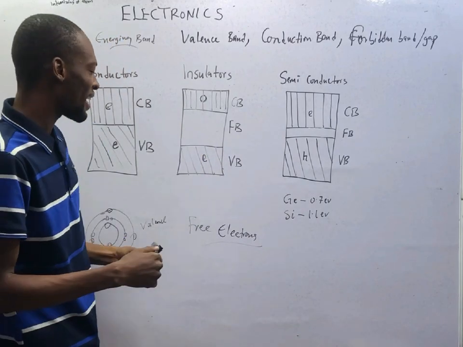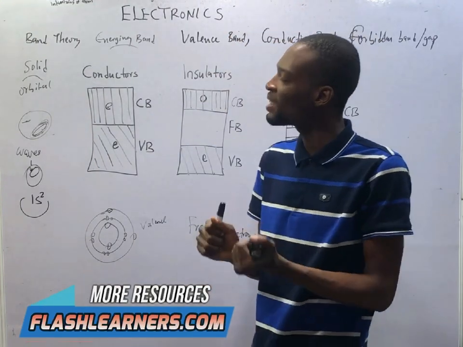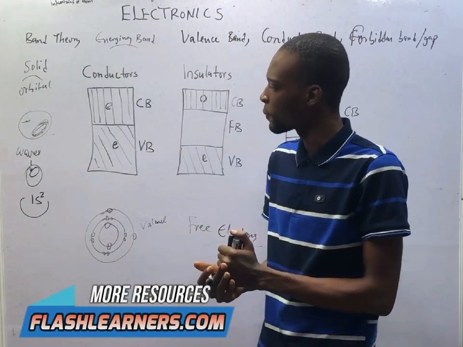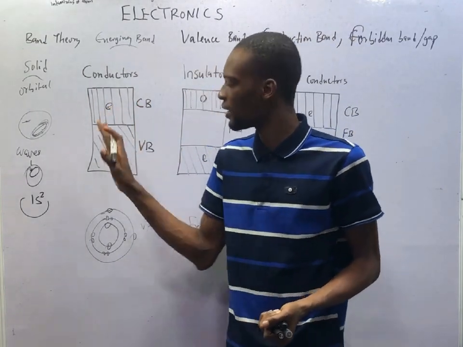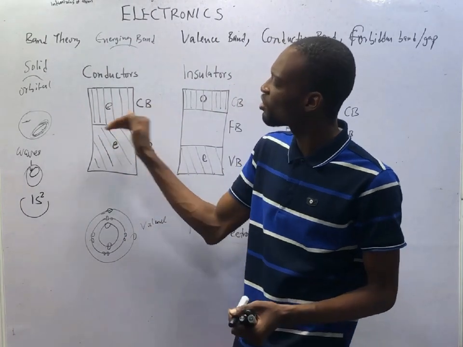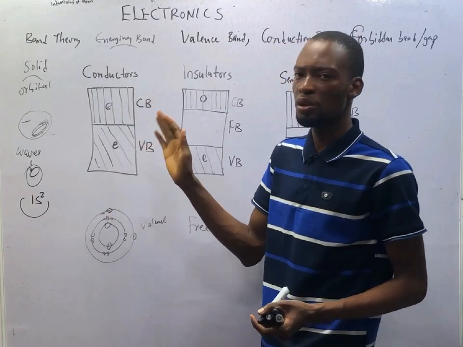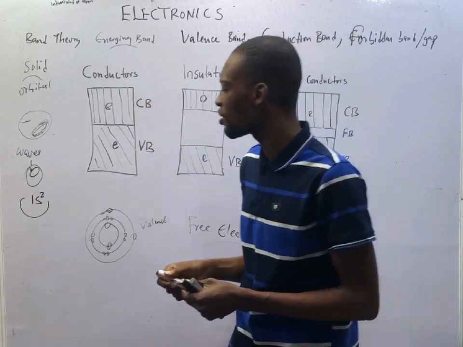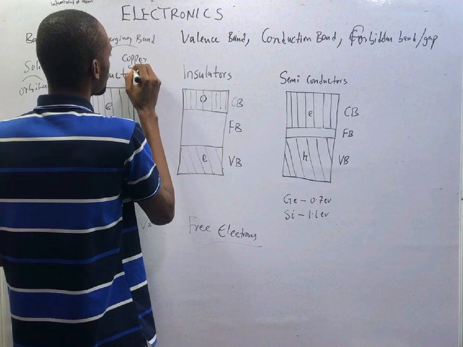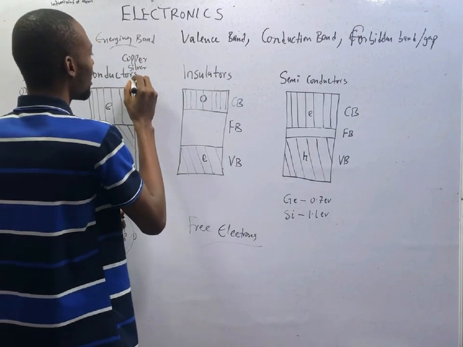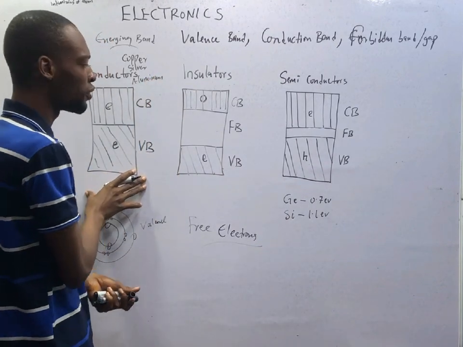Now, like I said, for conduction to take place, the separation between the valence band and the conduction band must be small. Let's look at conductors. For conductors, you see the electrons in the conduction band, electrons in the valence band, and there is basically no space between the conduction band and valence band. So electrons are allowed to move, so they conduct. Examples of conductors: copper, silver, aluminium. These are good examples of conductors.